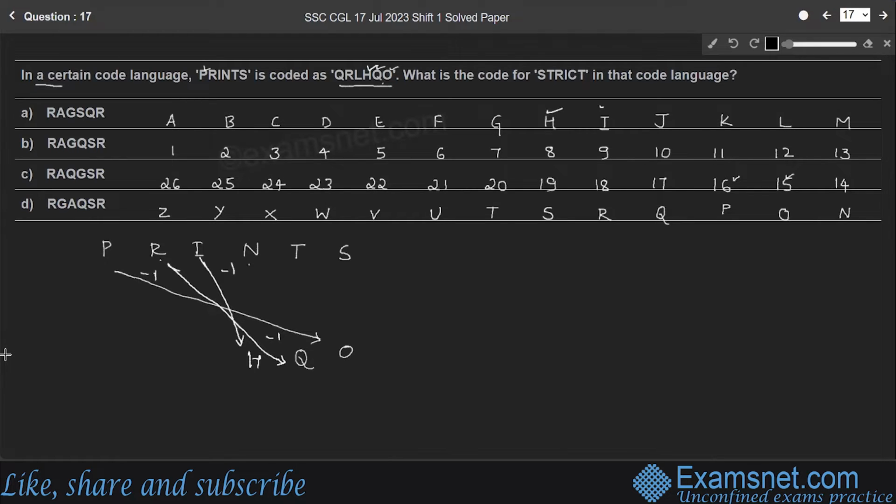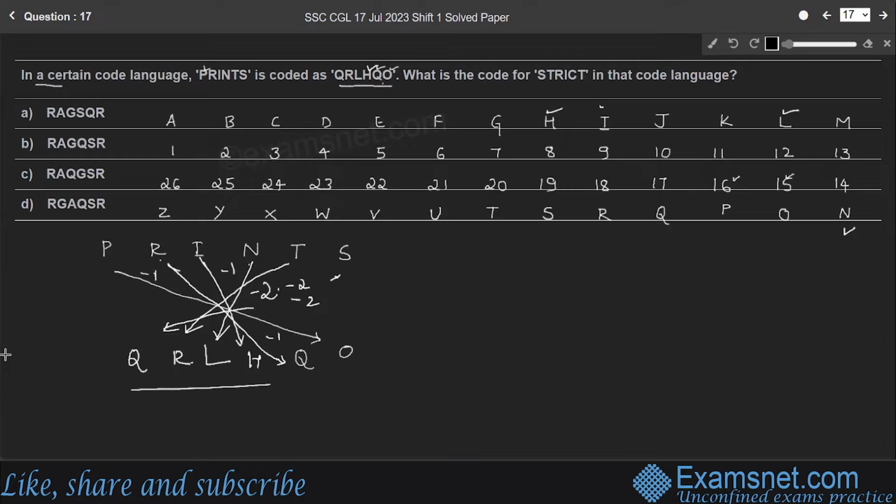N is coded as L because N is 14, L is 12. Here N minus 2 gives L. Subtract 2 from N, you will get L. And T minus 2: T is 20, minus 2 is 18, which is R. So T is coded as R. And S is 19, minus 2, subtract 2. You will get 17, which is Q.